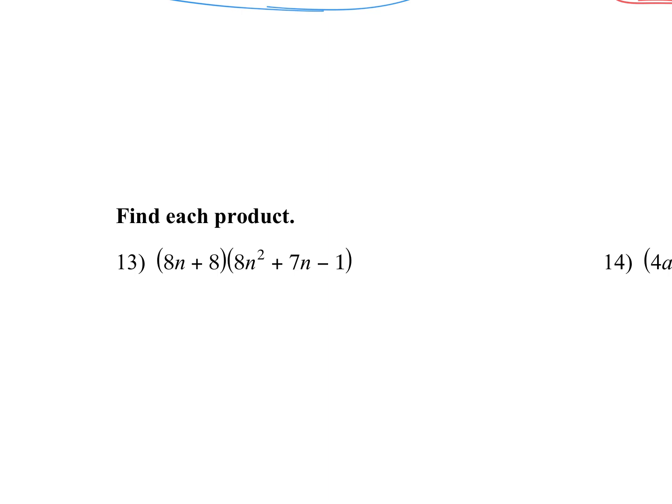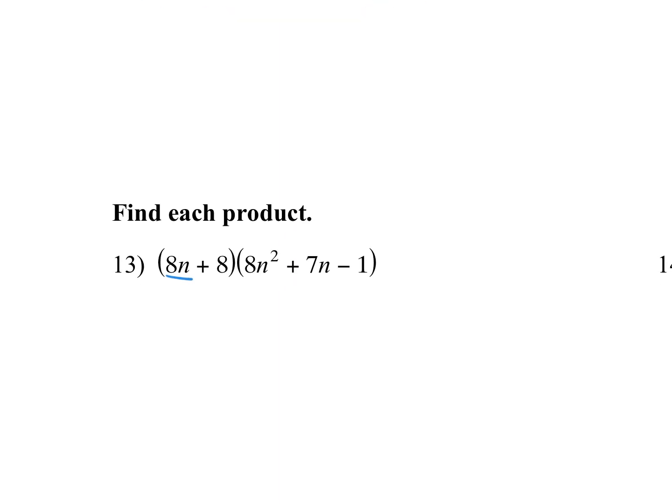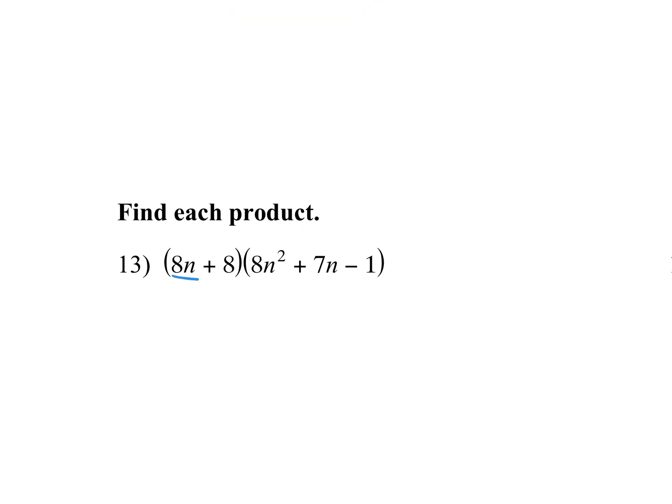But for something like this, does anyone remember how we would do it? Any ideas? It's like distributing, right? Yeah, good. So you take each term. I'm going to start with my first term, 8n, and I'm going to distribute it to each term in my trinomial.